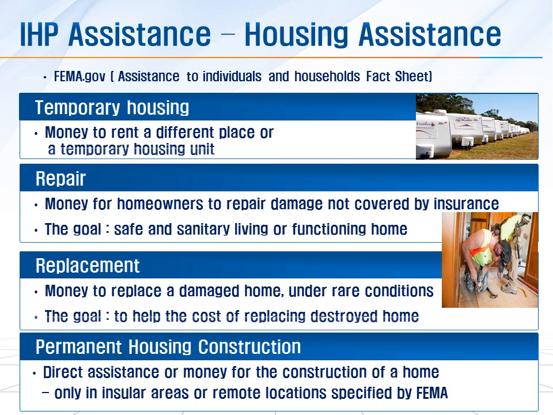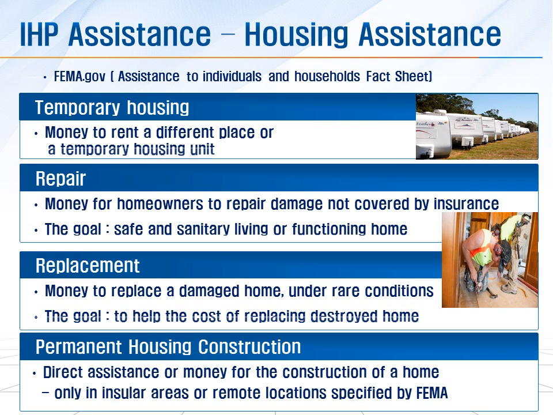Now we look at individual and household programs assistance in detail. The first one is housing assistance. Housing assistance consists of 4 steps. The first step is temporary housing. It is money to rent a different place to live or a temporary housing unit when rental properties are not available. The second is repair.